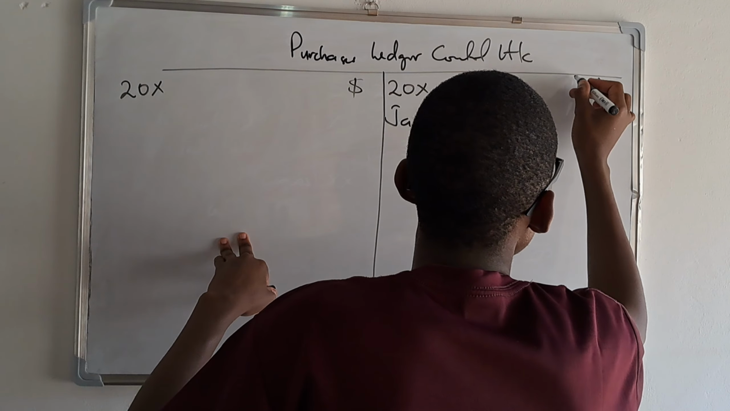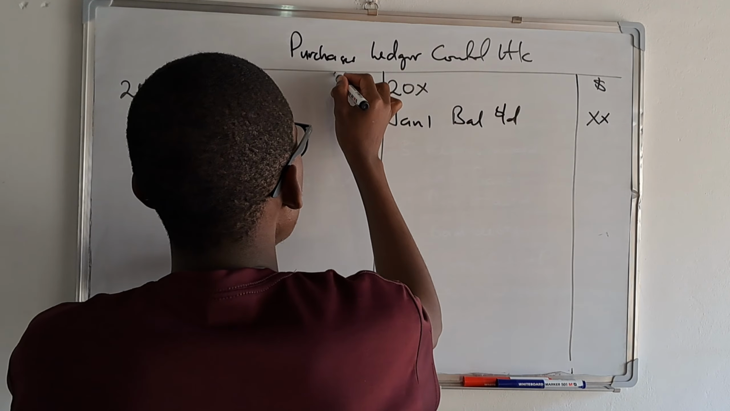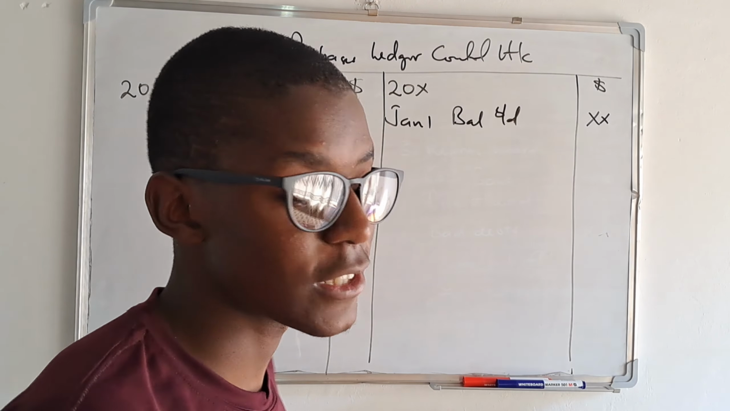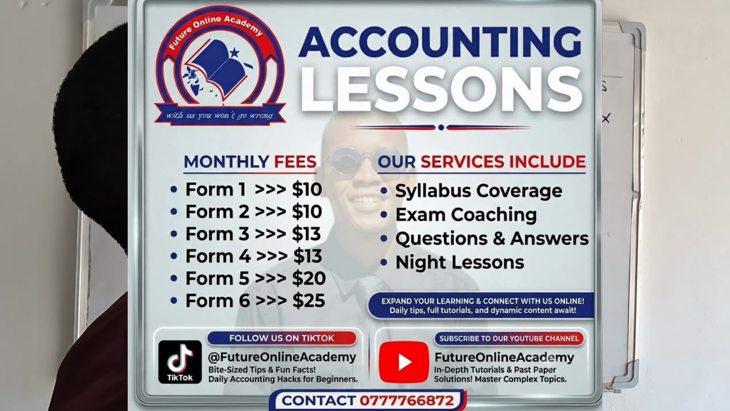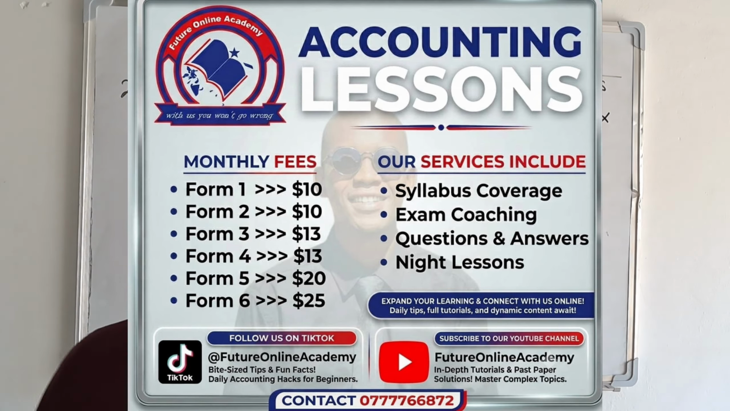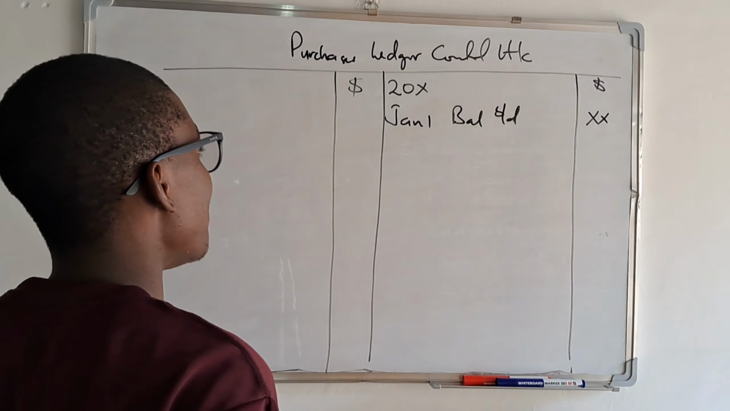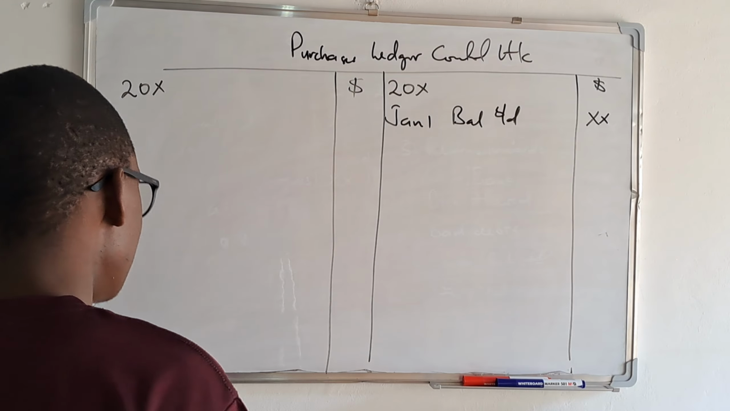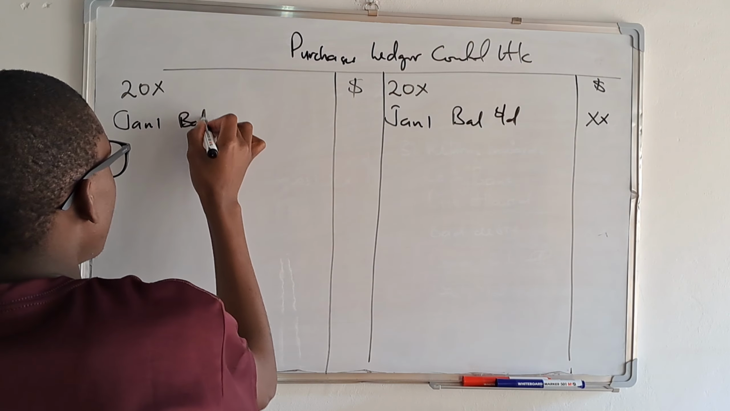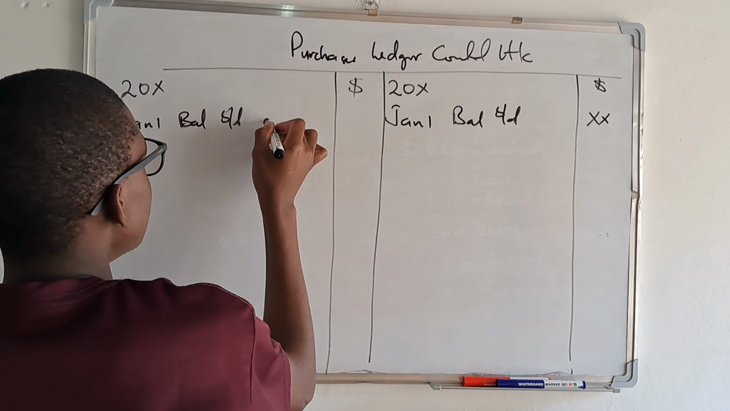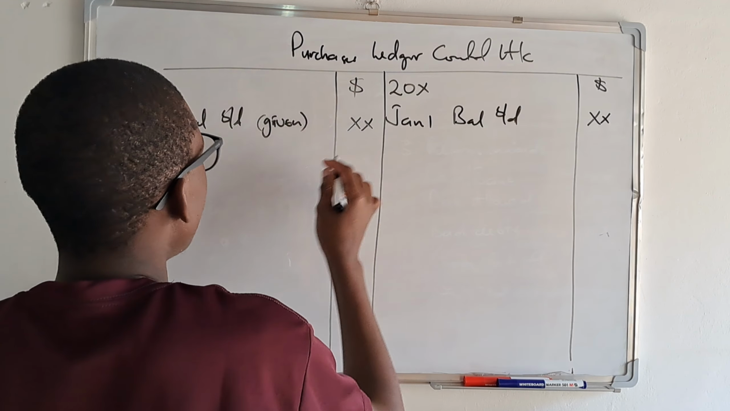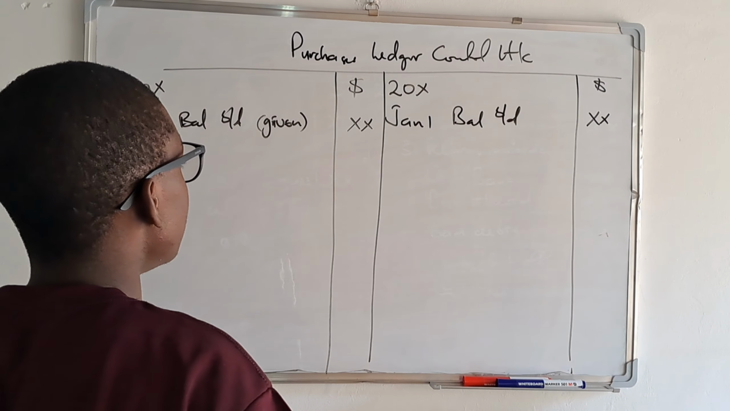You record. Don't forget to put the columns. In terms of Cambridge, they give you the columns already, but in terms of ZIMSEC, you need to actually write down and present your work yourself, which is actually good. January 1, balance BD, you record the balance BD. In some cases, you might be given the balance BD on the debit side, but it's not always the case that you're given the balance BD.